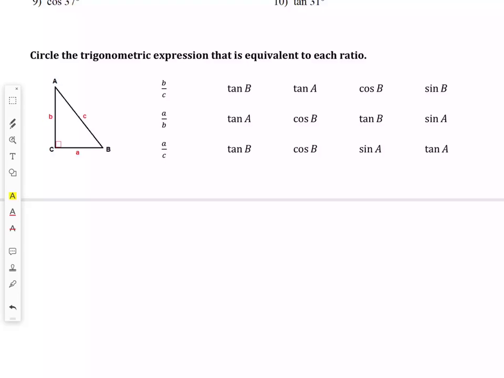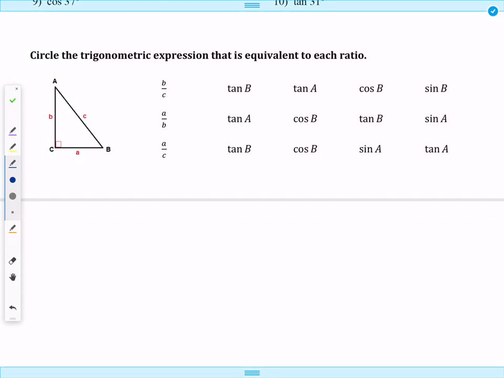All right, guys, here we go with the last section. The directions here say circle the trigonometric expression that is equivalent to each ratio. Our first ratio that they give us is B over C.